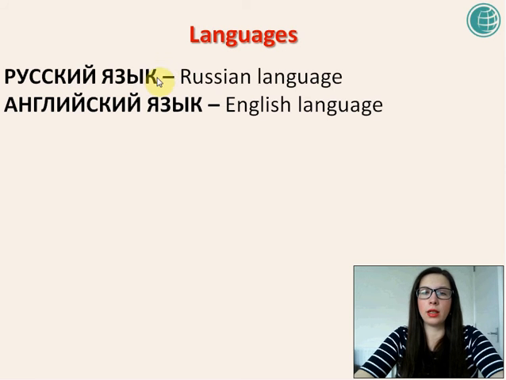Русский язык, Russian language. Язык means language, and be very clear how you pronounce this first letter ya. Originally it's ya, but it's without the stress, that's why it's reduced. Язык, kind of ye sound instead of ya. Английский язык, English language. Русский язык, английский язык.